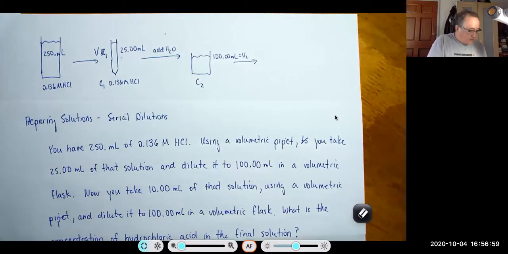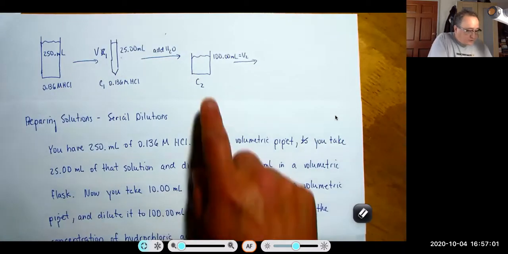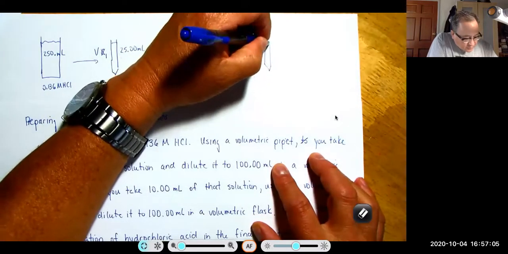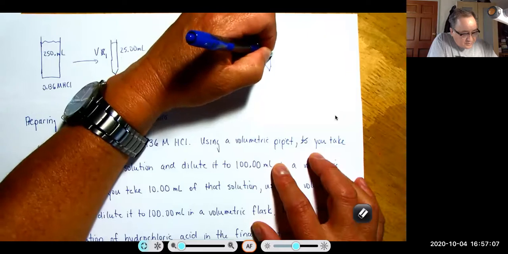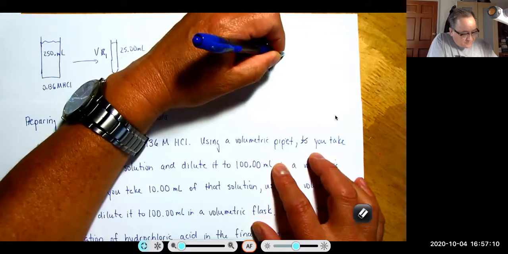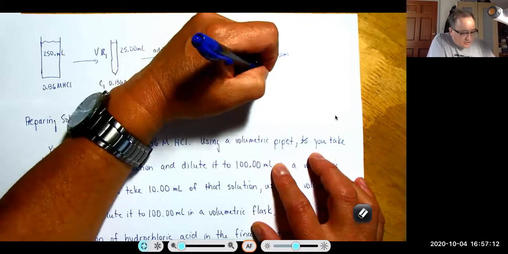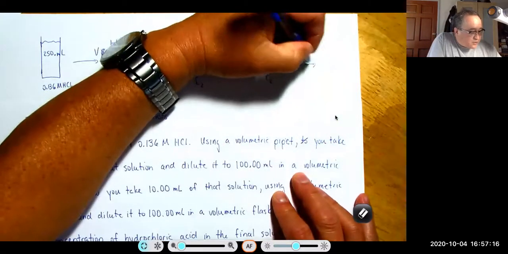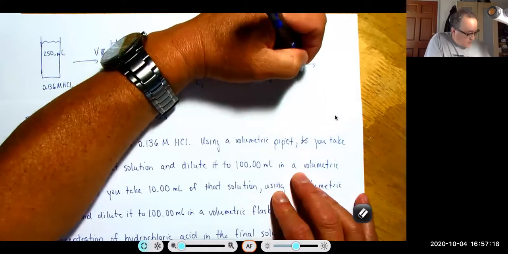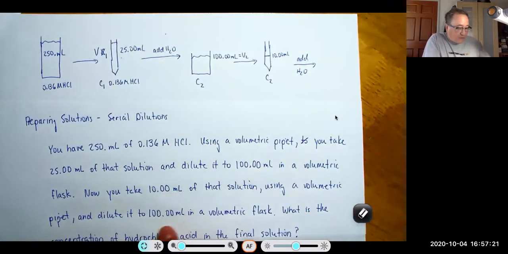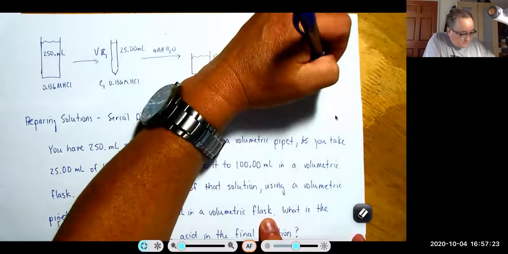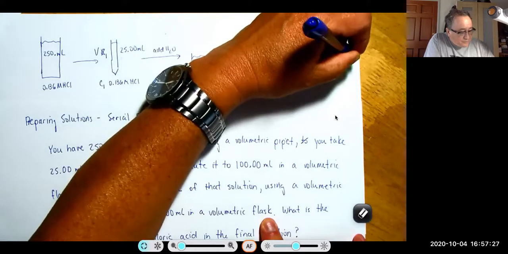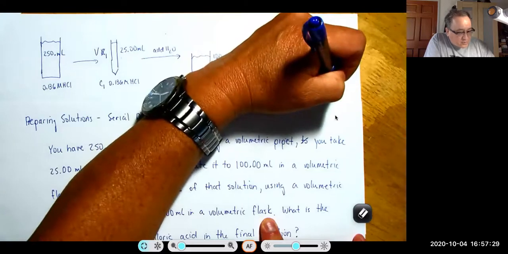And now what we're going to do is we're going to take 10 mils of this solution. So here's my volumetric pipette again. And since we're only taking 10 mils, it's going to be 10.00 milliliters. And this has the concentration of C2. We're going to add H2O, and we're going to make another 100 milliliters. And we'll call this C3.